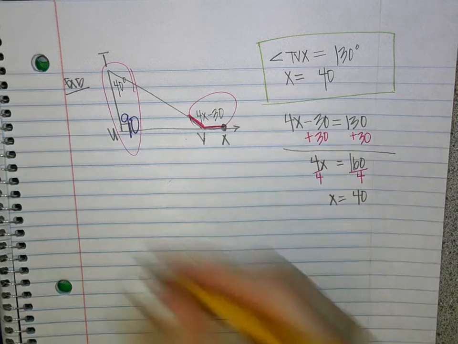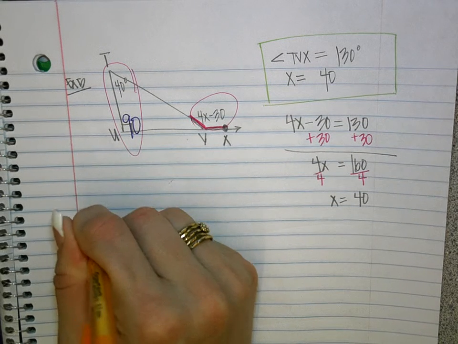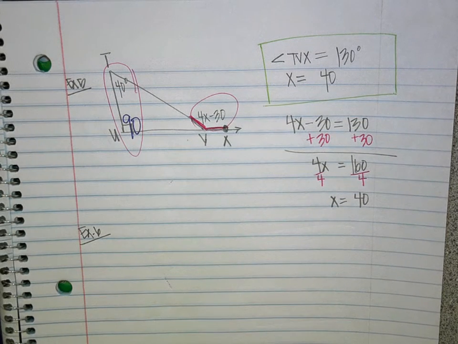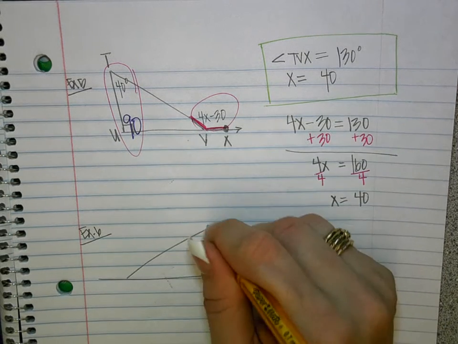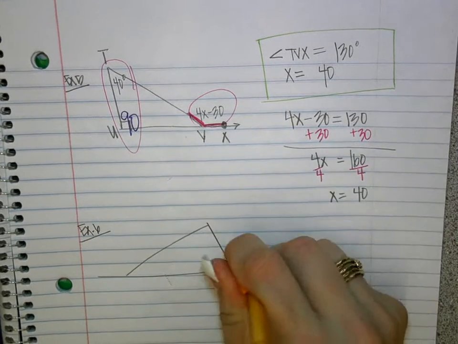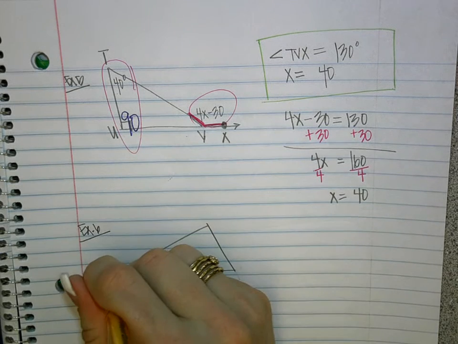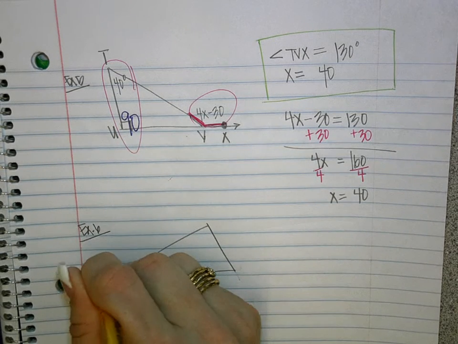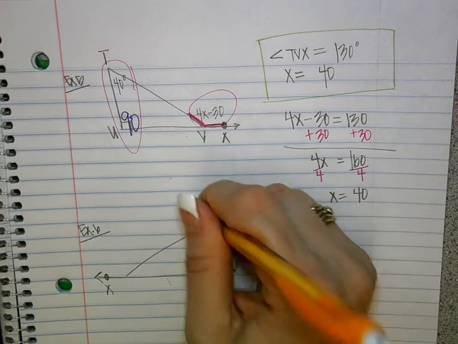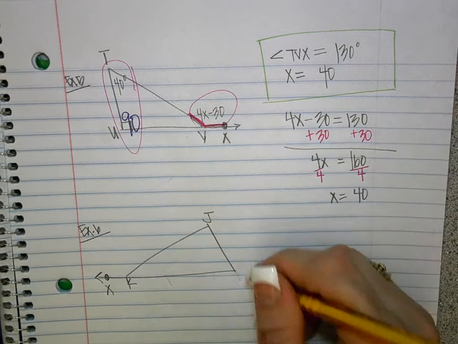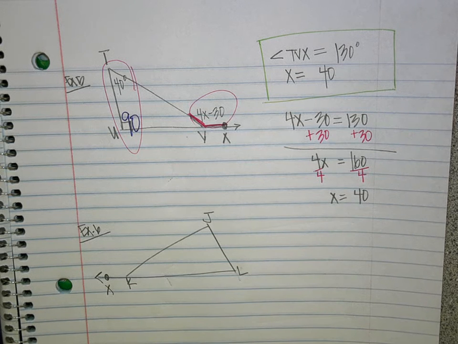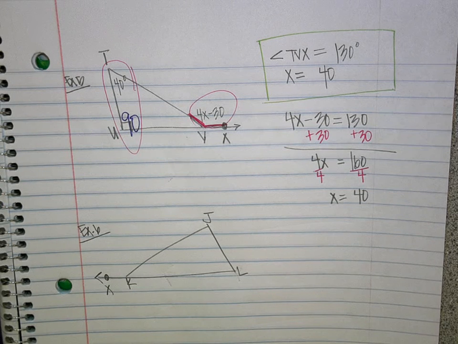Okay, one more. This will be the last one. For number 6, draw our triangle. Crazy triangle. On the outside we have point X. Up at the top is point J. On the left is K. And on the right is L. Now, this time I'm going to make it a little bit more complicated.